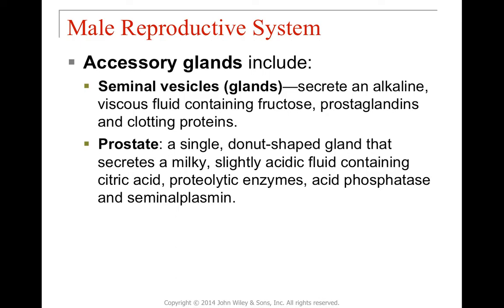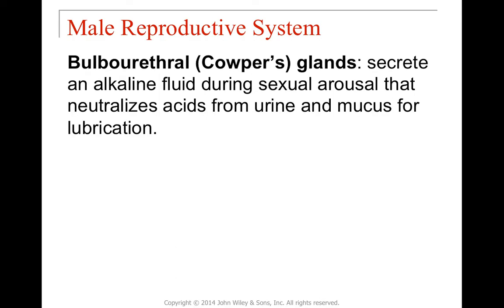because one of the first things that's going to happen to these sperm is they're going to be kind of under attack in the female reproductive system. So these are going to be things that help them in their journey. We also have something called seminal plasmin and acid phosphatase.